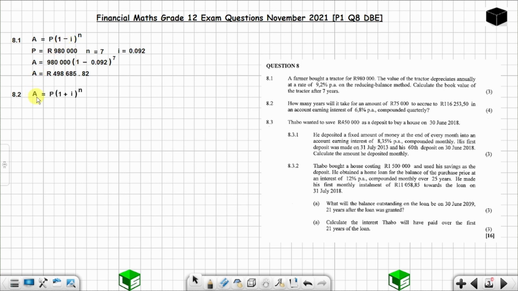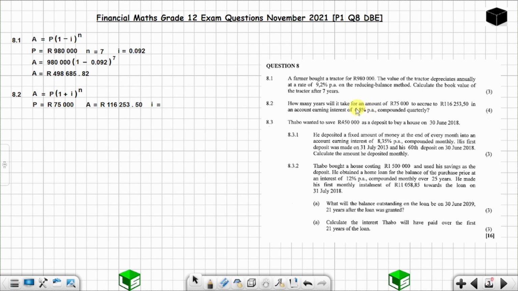So this is the compound interest formula. We are going to use this. Your initial amount P is equal to this, and the final amount is equal to this, from initial to final, and the interest rate is equal to 6.8% per annum.